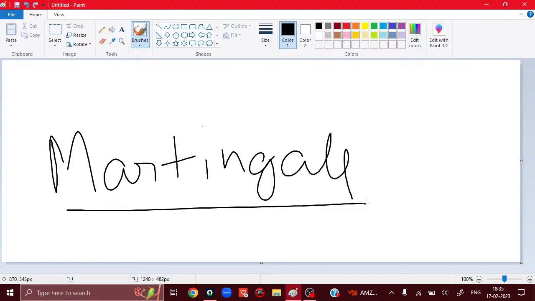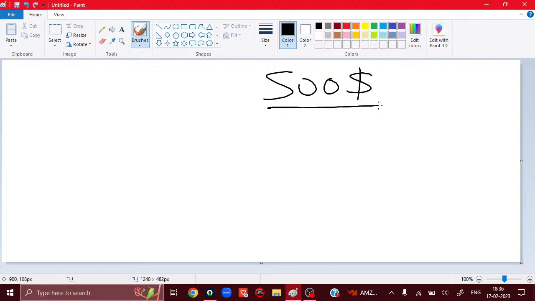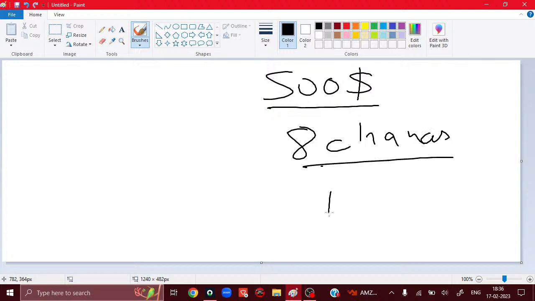So the martingale formula is a money management technique where even if you are not having much accuracy, you can be on the profitable side, guys. So how to use this formula? For example, let's say that you are having an ideal capital of 500 USD. Now with a capital of 500 USD, if I tell you that you are having 8 chances to make one profitable trade, out of 8, you will only have to win one trade.